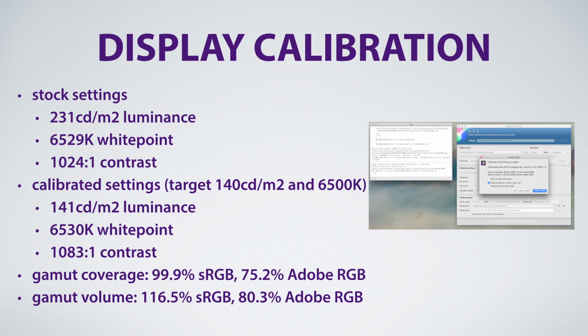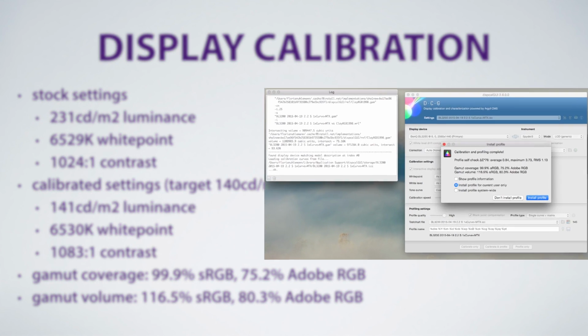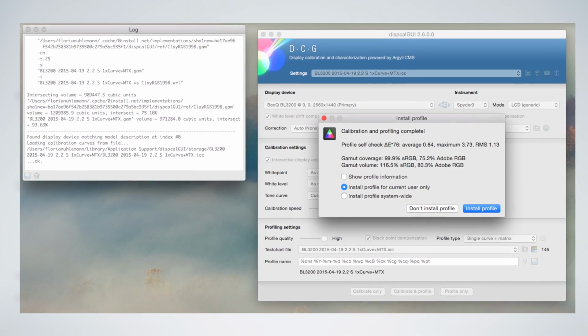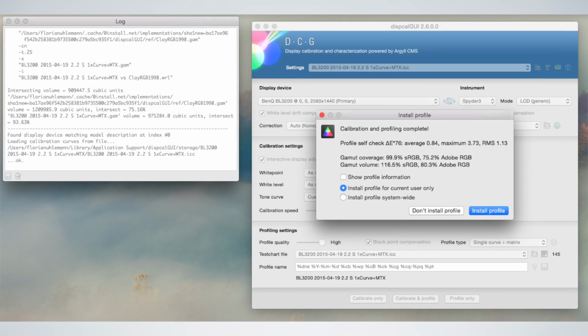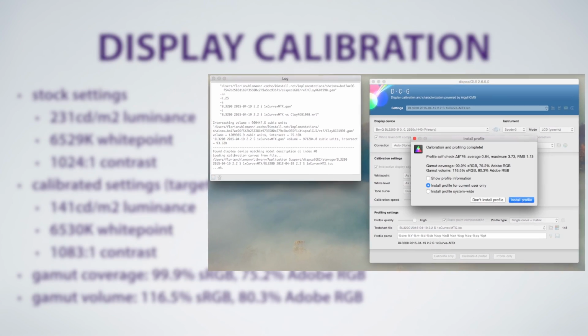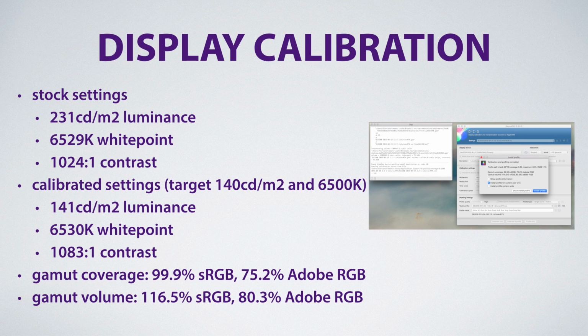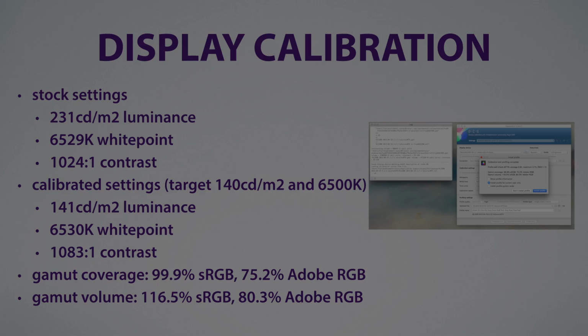More importantly, we have a gamut coverage just shy of 100% for sRGB, and the calibrated profile delivers a 0.84 delta E on average with a maximum of 3.73, and the maximum colors this panel is capable of are 80.3% of the Adobe RGB color profile.